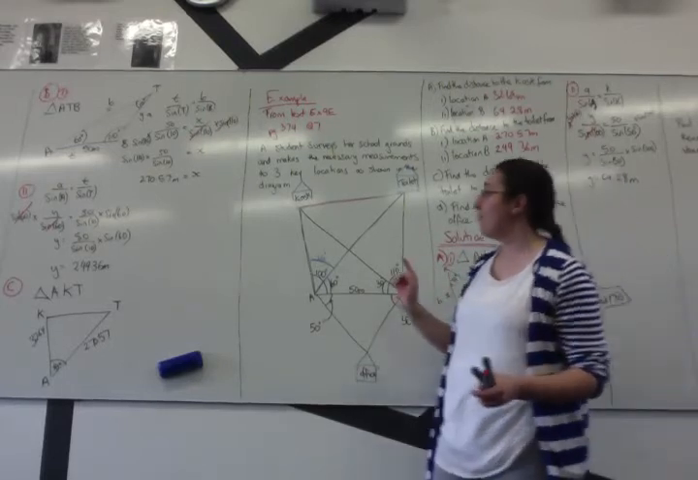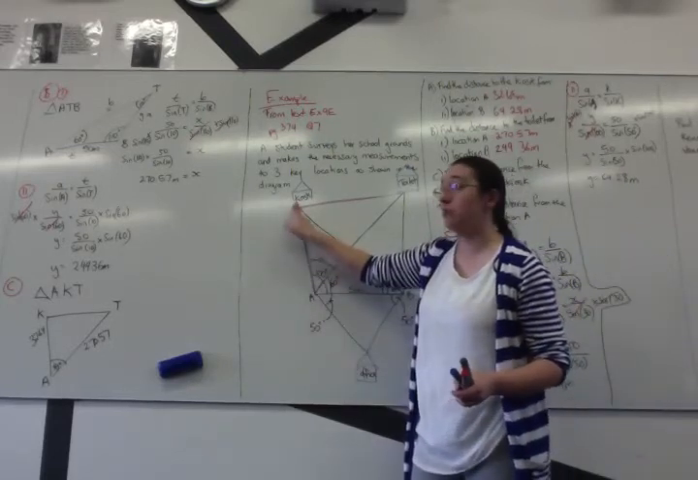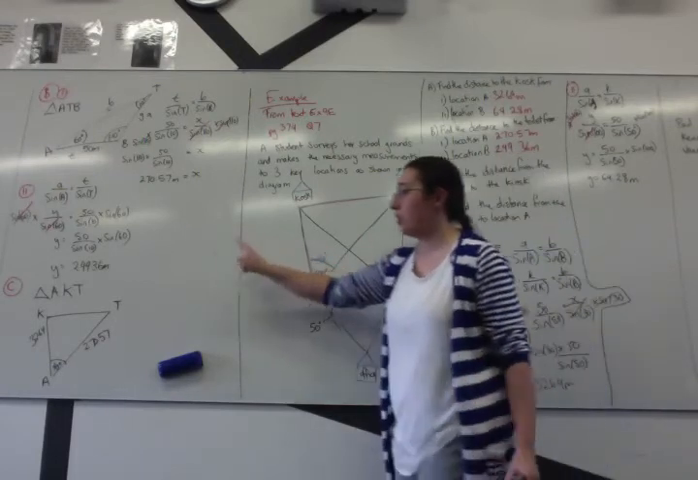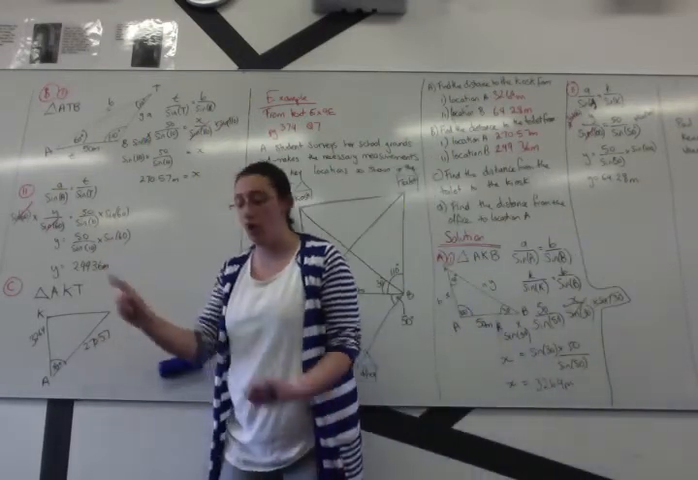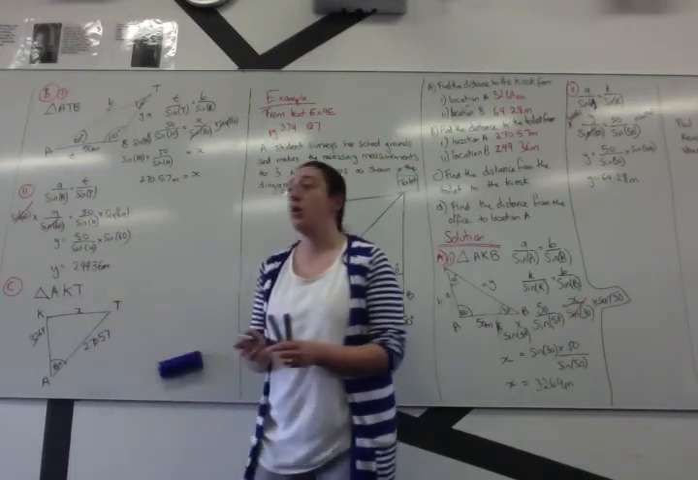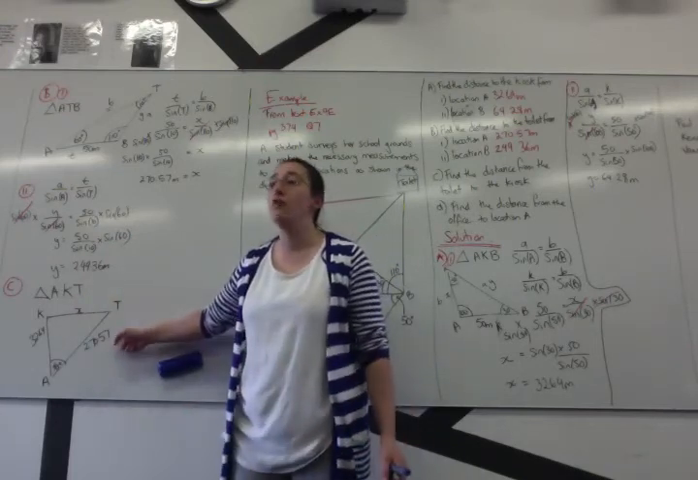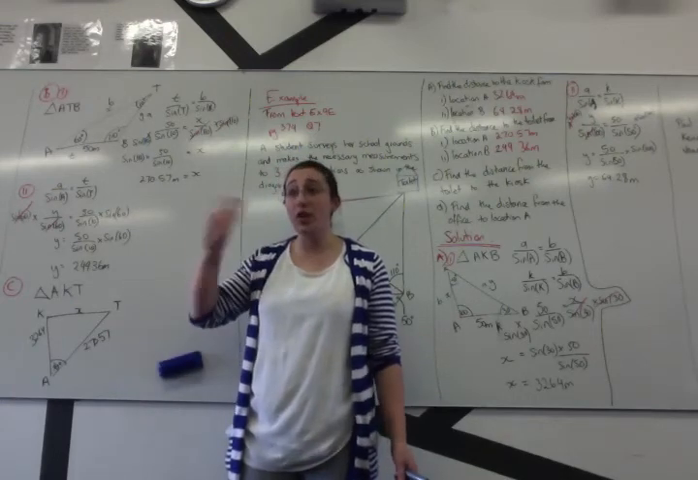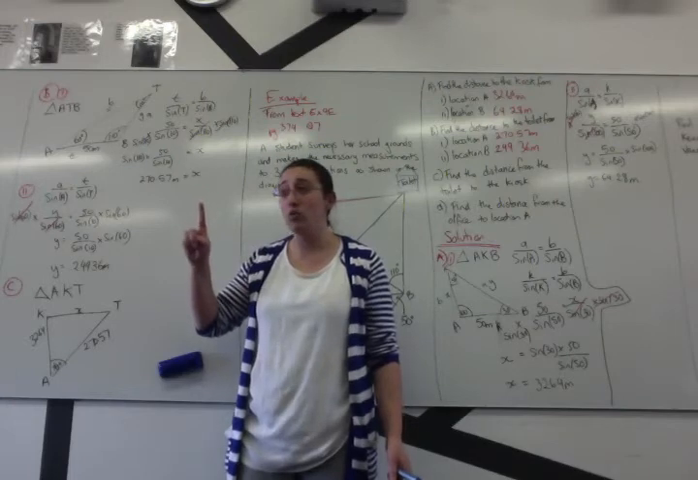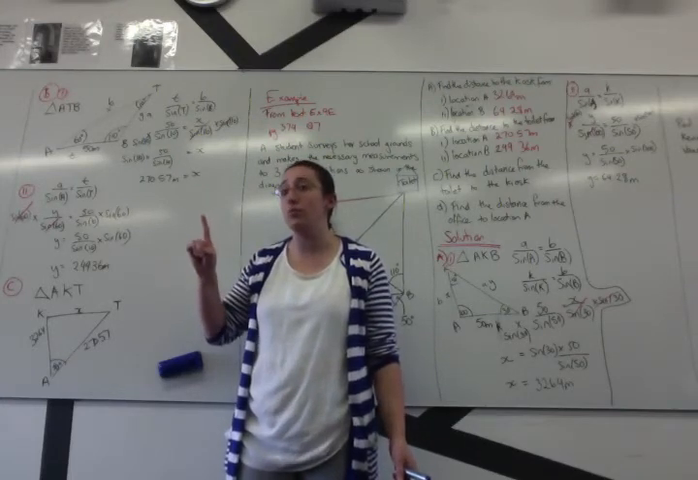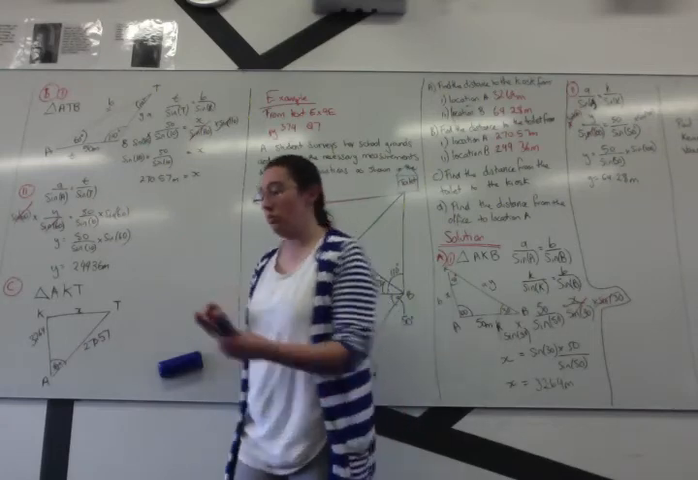So we have a measurement for here, we have a measurement for here, and we have an angle. We want to know how far it is from the kiosk to the toilet. What information have you got? You've got 3 sides, 1 angle. Which rule uses 3 sides and 1 angle? Cosine rule.